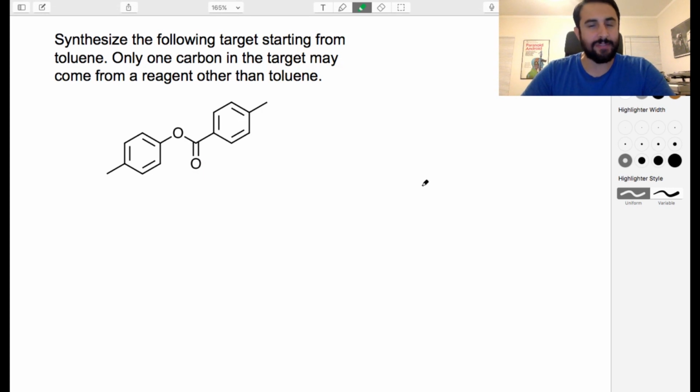Okay, today we have a synthesis challenge. So the question reads, synthesize the following target starting from toluene. Only one carbon in the target may come from a reagent other than toluene. So we've got our target here. The specifications are clearly listed. So take a couple minutes and see if you can figure this out.